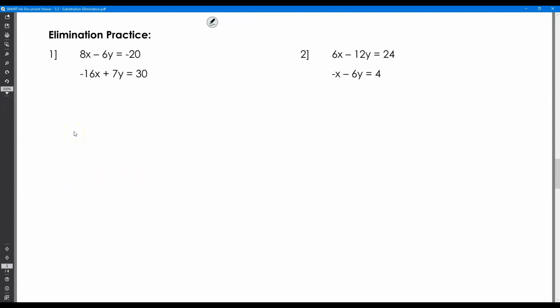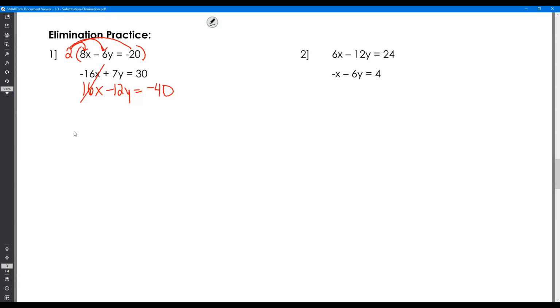Number one, here's an elimination, right? So we have our x's, we have our y's, we have our constants. We want to try to eliminate something. To me, I'm seeing the 8 and the 16 here kind of have something in common. If I multiply this entire top equation by 2, that would get me a positive 16x right here. 2 times 8, positive 16. That would get me a negative 12y and a negative 40.